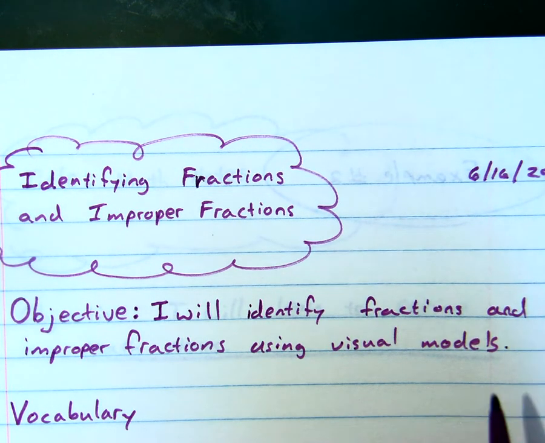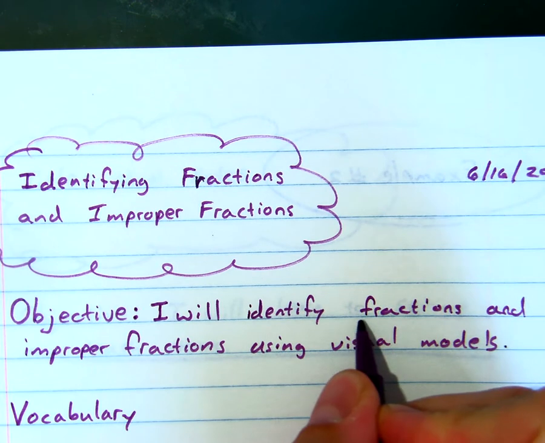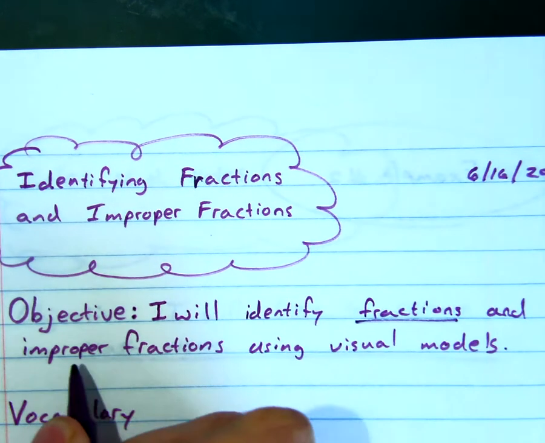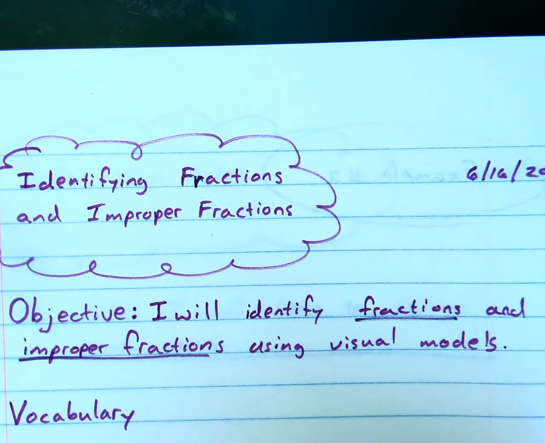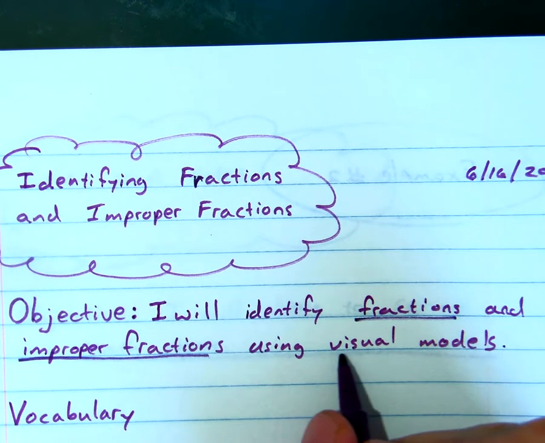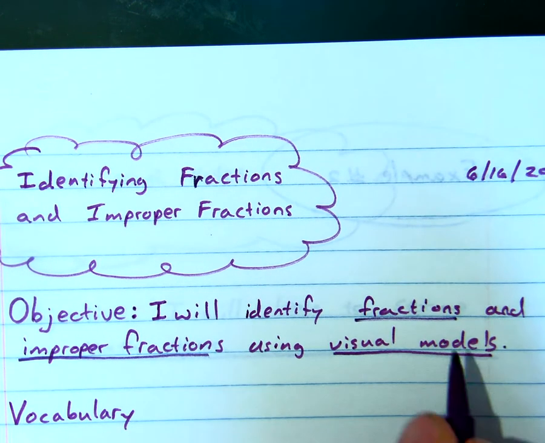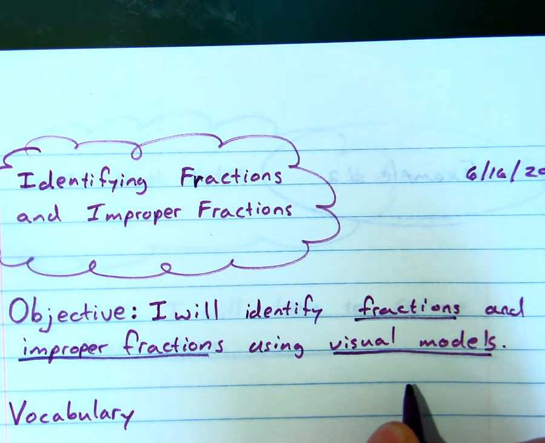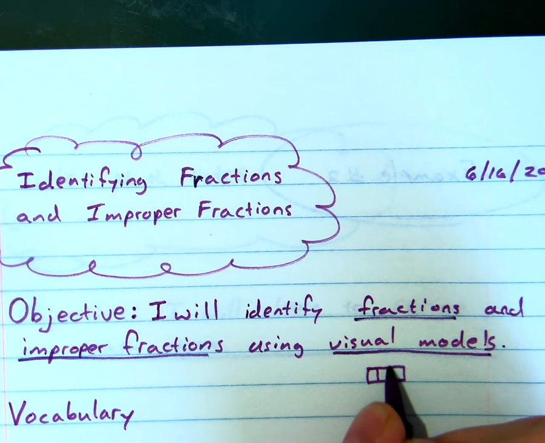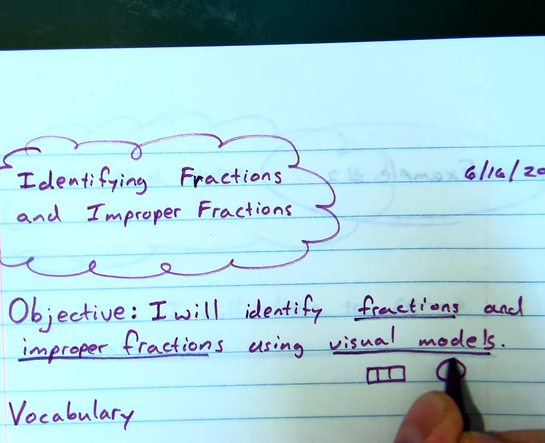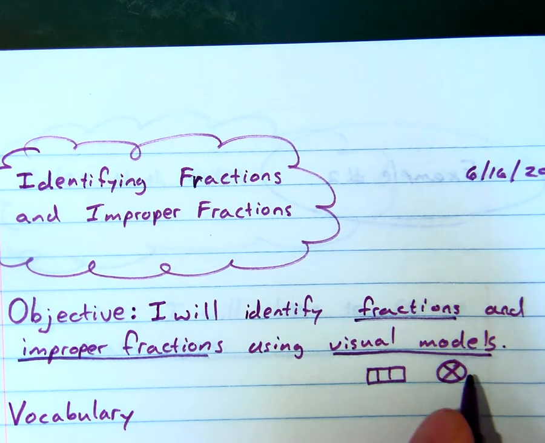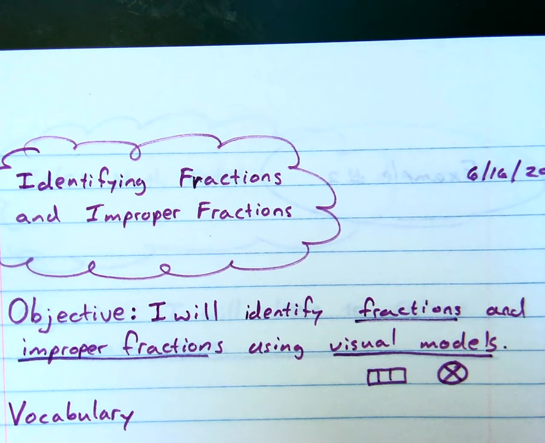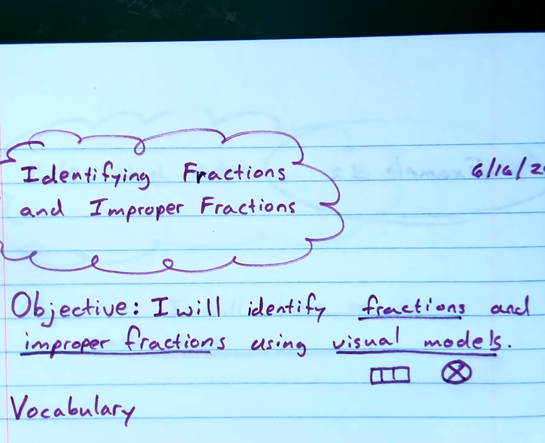Excellent. So the two key terms in our objective, number one is fraction. Number two, the phrase here is improper fraction. And this phrase, visual model, this really means just a drawing of some sort. Today we are going to use rectangles that are cut up into pieces, and we will use circles that are cut into equal parts.